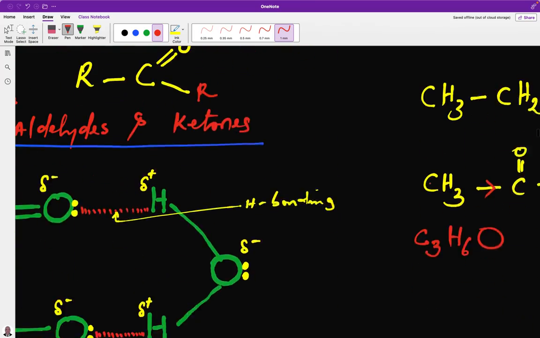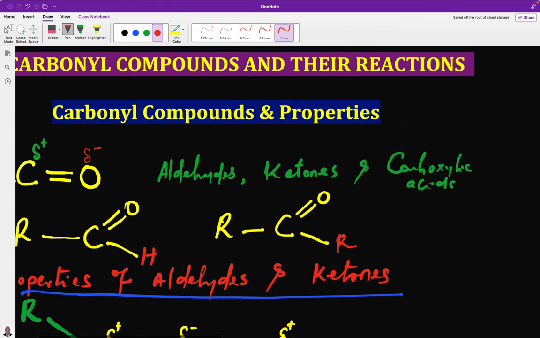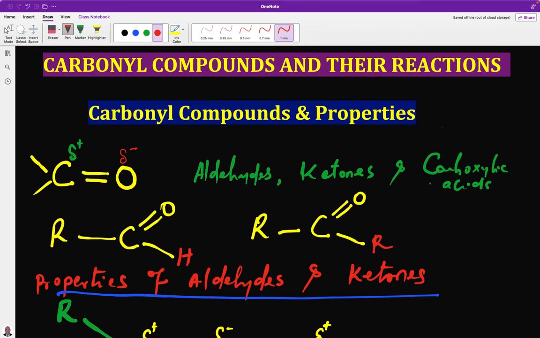So, a recap of our lesson today. Carbonyl compounds. A carbonyl functional group is found in aldehydes, ketones, and carboxylic acids. In a carbonyl functional group, the carbon is double bonded to the oxygen atom.